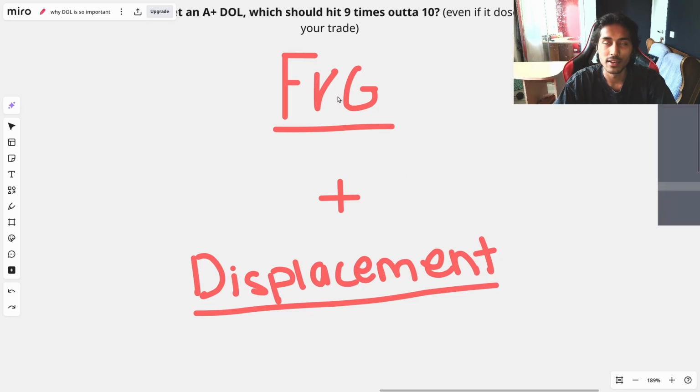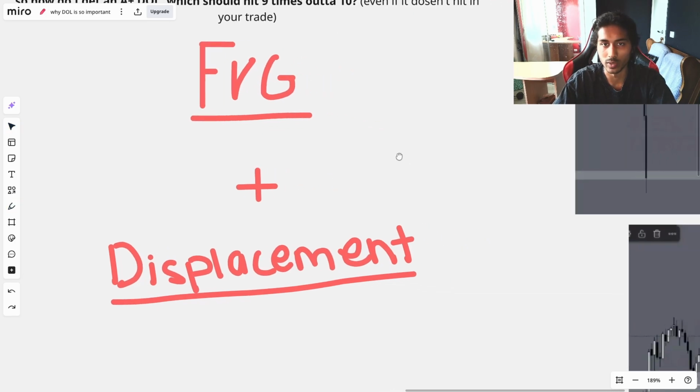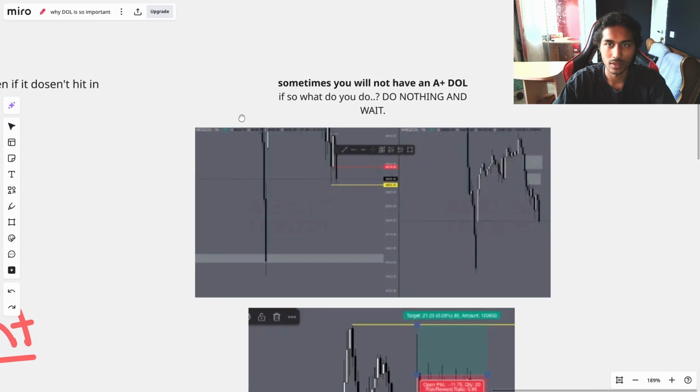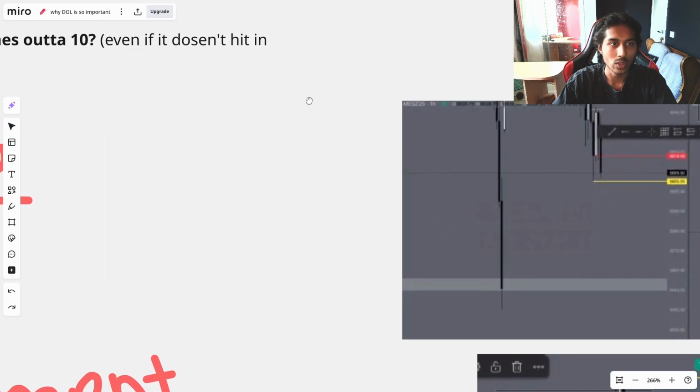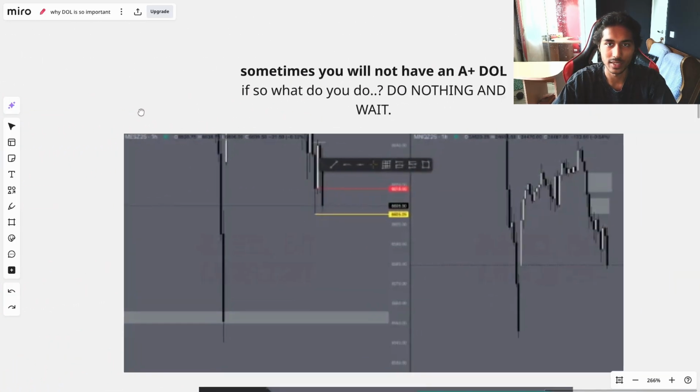The answer's right here: fair value gaps and displacement. This is literally all you need for a solid draw on liquidity. Fair value gaps: which ones are holding, which ones are not holding, which ones are getting invalidated. And displacement: out of that fair value gap, how is price reacting? That is how you determine a draw on liquidity. Now we will go into this. Should I go into it right now? Okay, we'll finish this first.